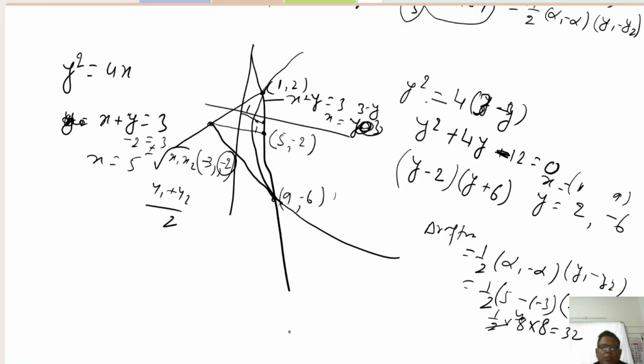32. Then the area of the parabola segment will be half into 2 by 3, 2 by 3 into 32. Then it is equal to 64 by 3. Answer. Thank you.